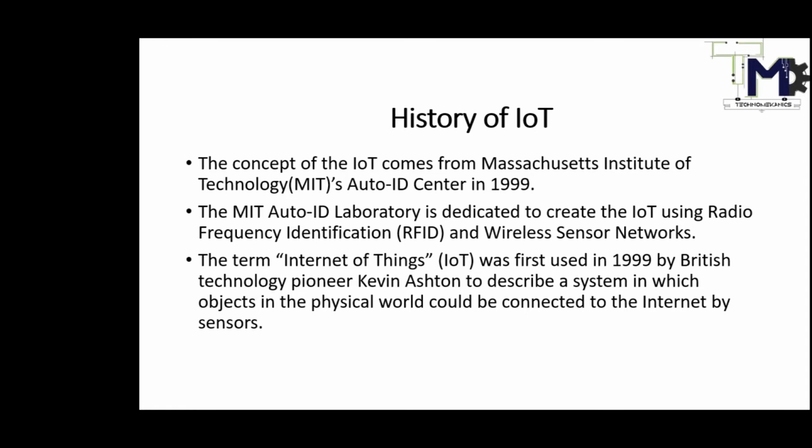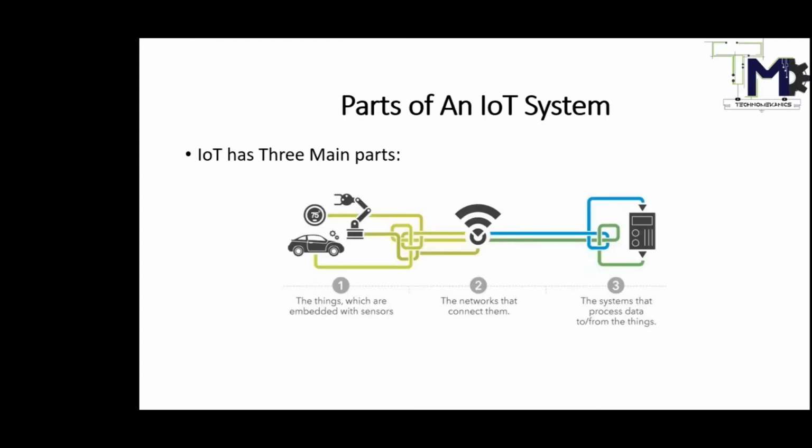The term Internet of Things was first coined by British technology pioneer Kevin Ashton in 1999. He described a system in which objects in the physical world could be connected to the internet by sensors. So these are the three main parts of an IoT system. The first is the things, which are the embedded devices or sensors. It can be anything like your car, mobile phone, water bottle, your tank, anything. Then the second part is the network that connects them, from where we connect these things to the network. And the third part is the system that processes the data from these things and gives us the visualization result of the data.